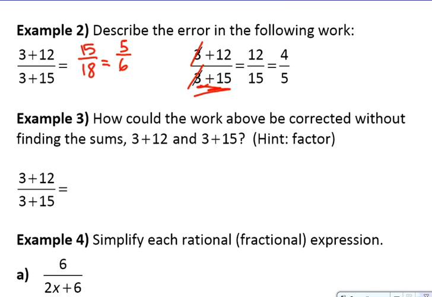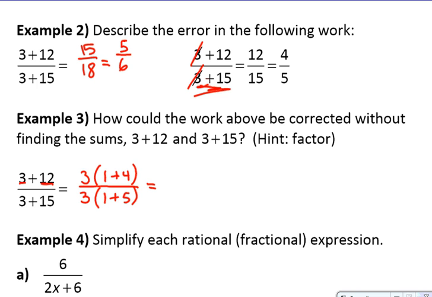I'm going to take that numerator, and if you look at the 3 and the 12, you'll notice they both have a factor of 3. So I actually could factor a 3 out of that. 3 will go into 3 once, 3 will go into 12 4 times, over a factor of 3 out of the denominator as well. 3 into 3 once, 3 into 15 5 times.